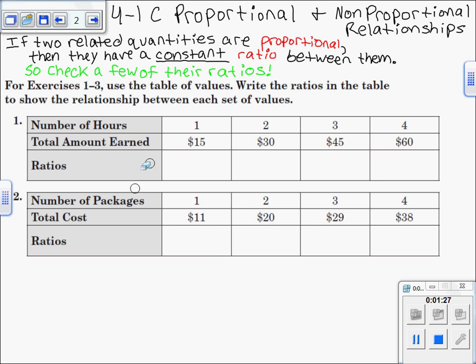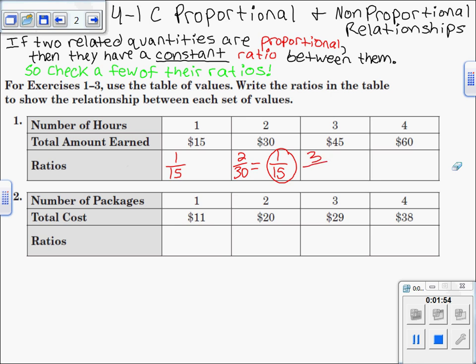We'll start with the first blank. We see number of hours as 1, total amount earned 15. We make a ratio out of that. We're going to get 1 over 15. Technically, it doesn't matter if you have this upside down, 15 over 1, as long as you do it in the same order for all of them, because we just want to check to see if they're the same or not. The next one gives us 2 over 30. Well, that ratio simplifies just like a fraction into 1 over 15. So that one becomes the same thing.